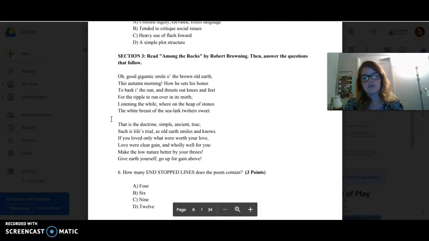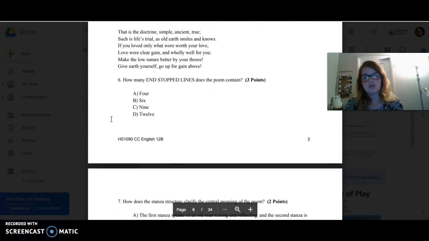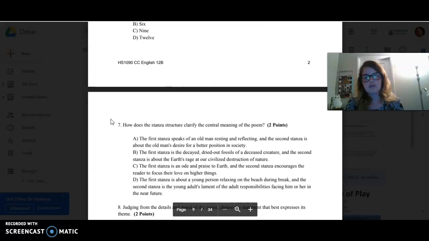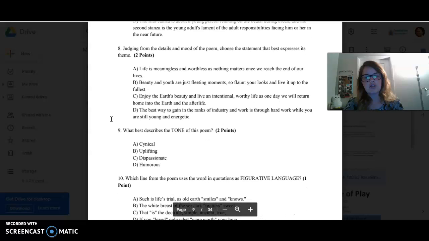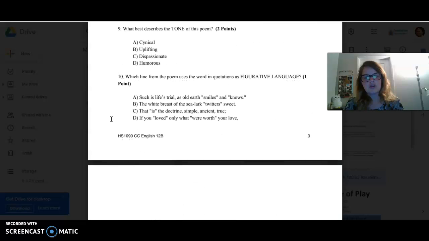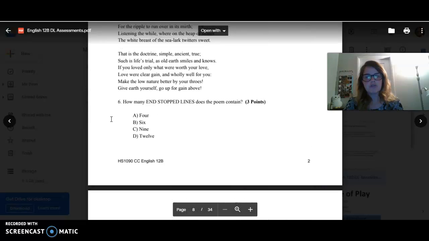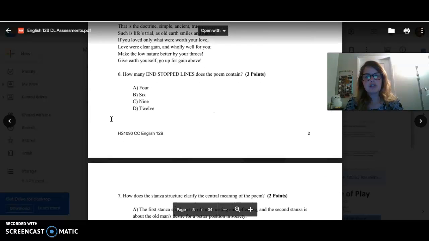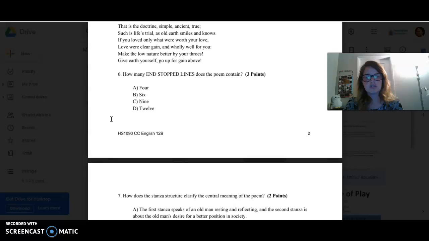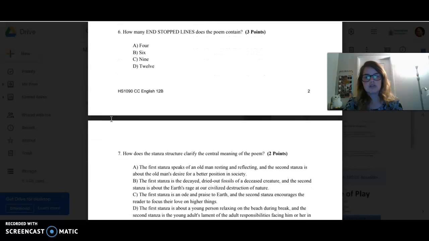If you've had me read to you before, you also know that I will read the questions before reading the passage, because that's how I work. I need to know what I'm looking for while I'm reading. So how many end-stopped lines does our poem contain? 4, 6, 9, or 12?